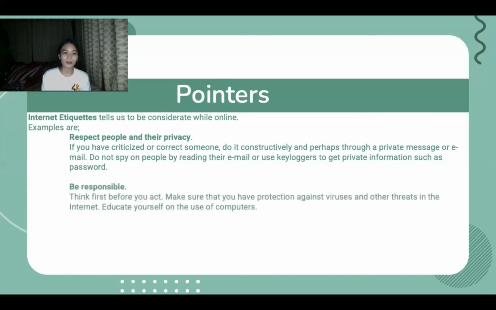Then be responsible. As a young learner, you have to think first before you act. Make sure that you have protection against viruses and other threats in the internet. Educate yourself on the use of computers and also be responsible, now that the 2022 election is really approaching, and some of the youngsters are just being irresponsible in commenting and giving their opinions about the issues of politics. So make sure to think before you act, okay?